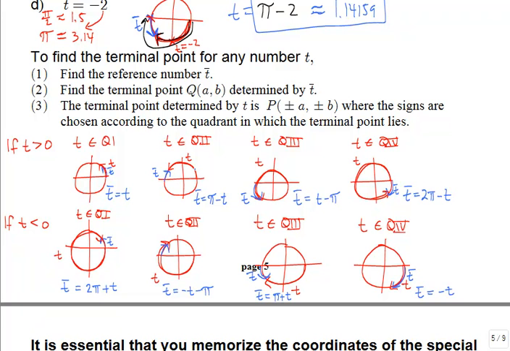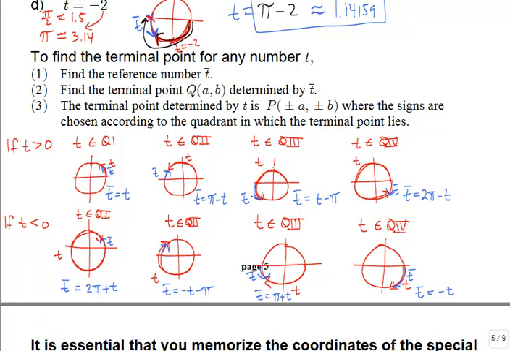In quadrant 2, assuming that t is positive, if your t goes all the way to something in quadrant 2, then your t bar would be this little blue piece right here, and to find its value, you would just take pi minus whatever the original t was.